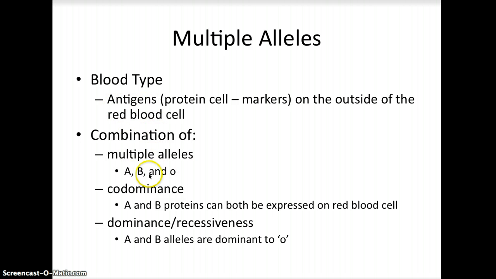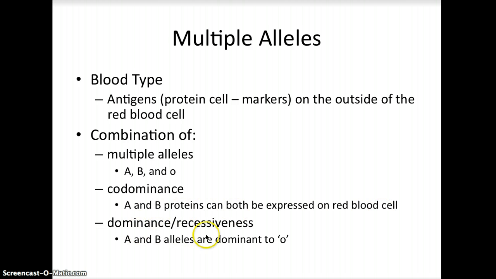So there's multiple alleles, the A, B, and the O, and they kind of do a couple of things. Two of them are codominant to one another. The A and the B proteins, if they're both present as AB genotype, you will have AB blood. Both A and B proteins will be expressed on the outside of the red blood cell.